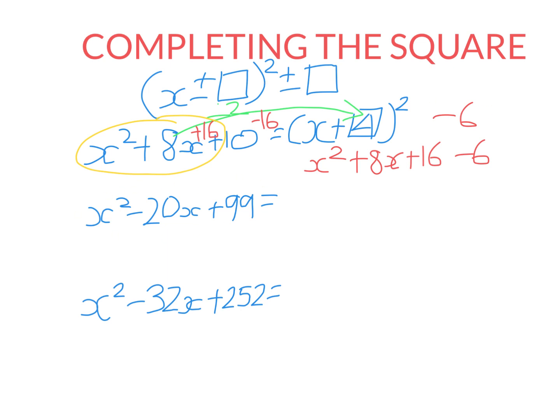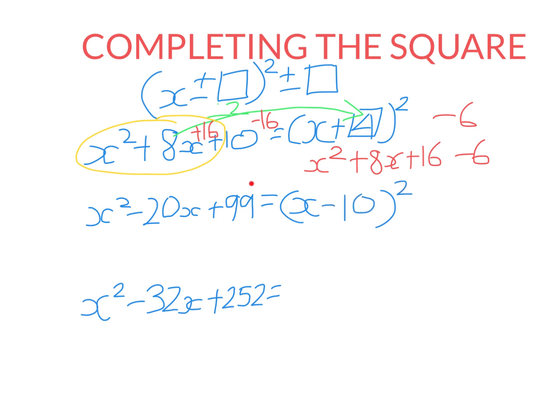So let's try something like this. x squared minus 20x plus 99. The numbers are bigger, but we won't do it any differently. What we want to do is write it as a perfect square first up. So what goes in the brackets is half of this coefficient here. The coefficient of x is not 20, it's negative 20. So halving that, you get negative 10.